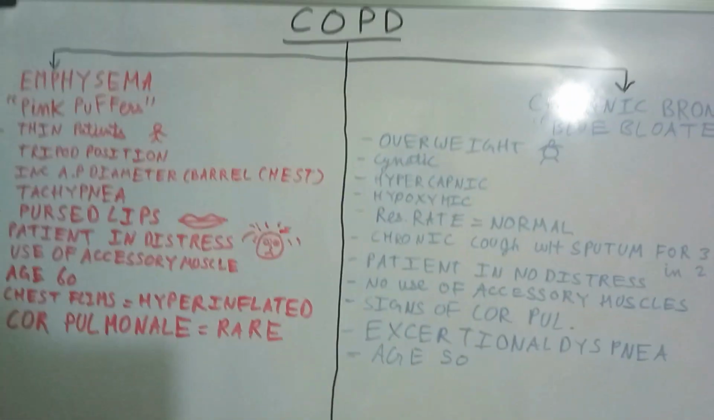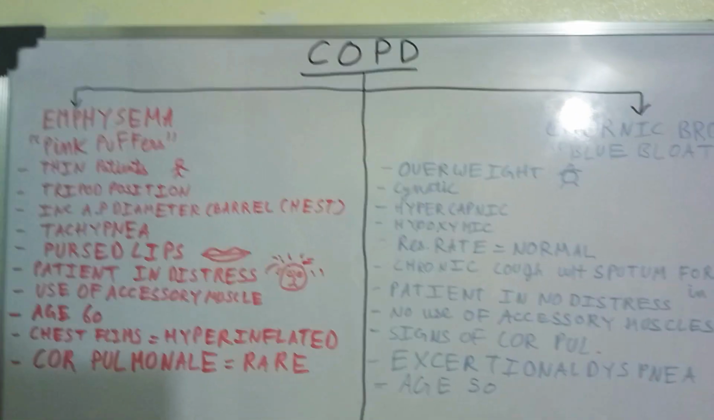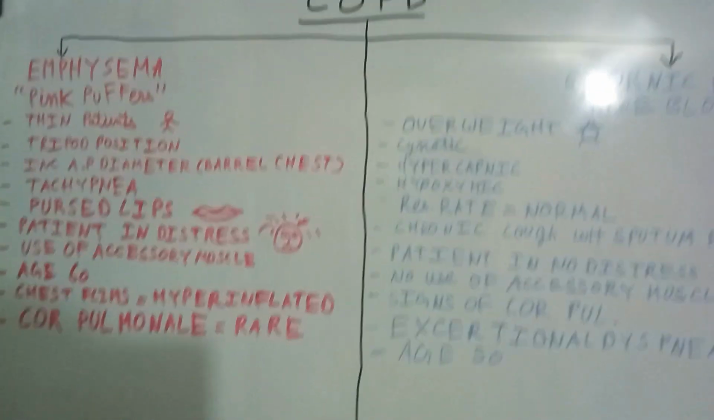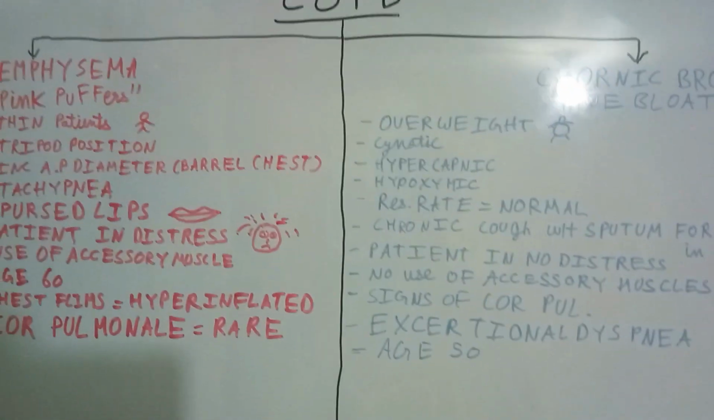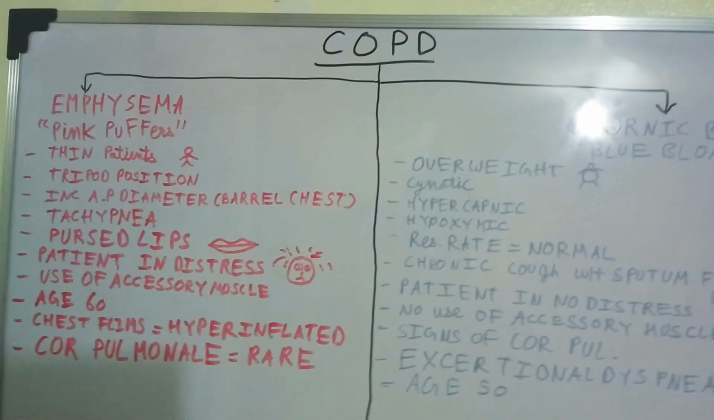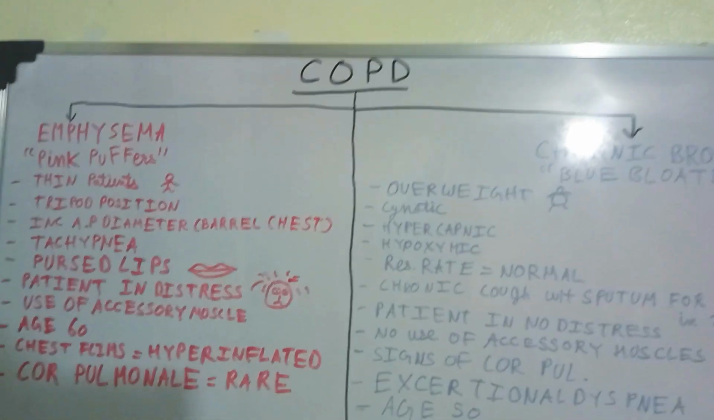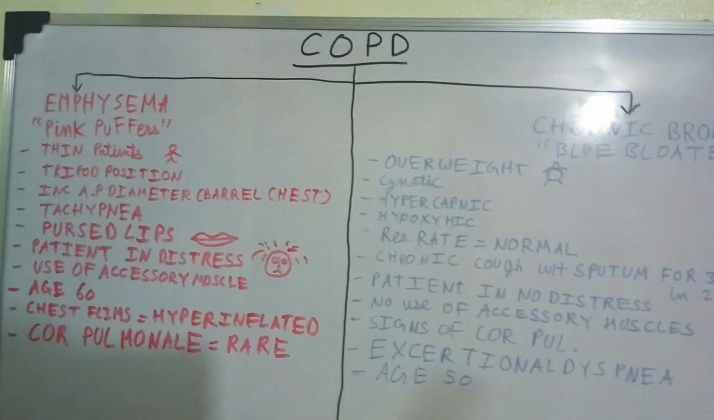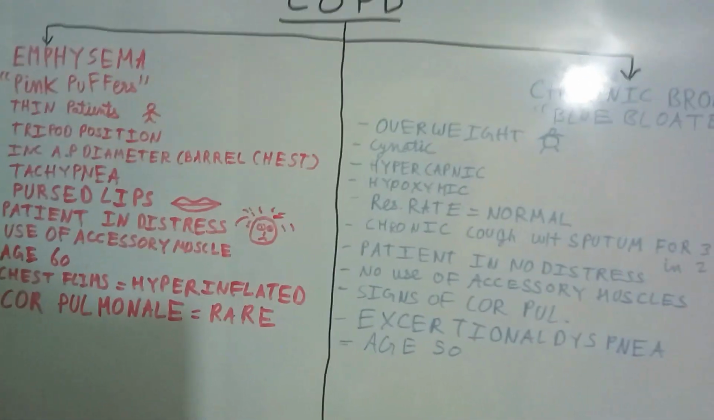So in this first lecture, I'm going to talk about the basic difference between emphysema and chronic bronchitis that you can see and quickly recognize. And the second lecture, which I will post after this one, will cover the general characteristics, clinical features, diagnosis, and treatment. So let's start with the basic differentiation.